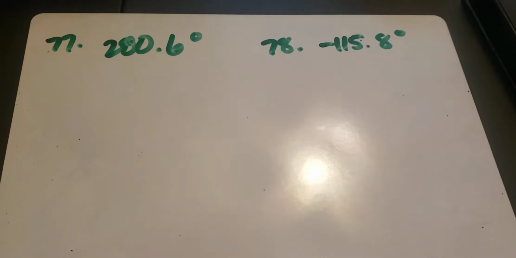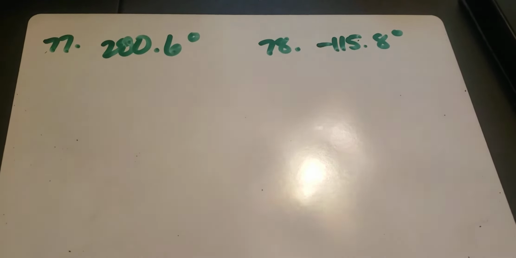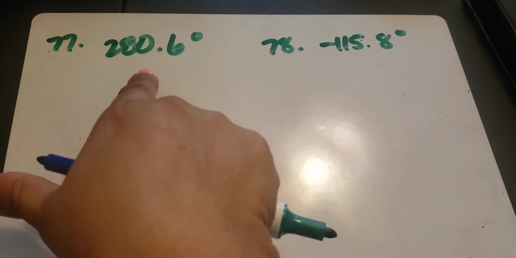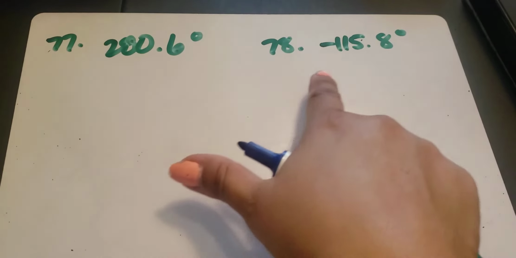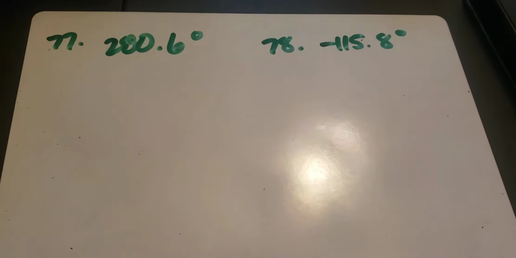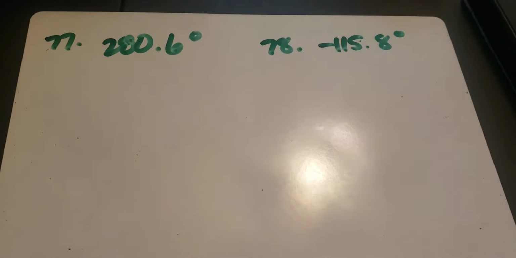So let's move on. Okay, so 77 and 78 are actually like the opposite of what you did earlier in 67 and 68. So 77, we have 280.6 degrees, and 78, negative 115.8 degrees. Basically, what they want you to do is use the angle conversion capabilities in your graphing calculator to convert to degrees, minutes, and seconds. Again, I'm just going to show you how manually, to me, it's a lot faster.